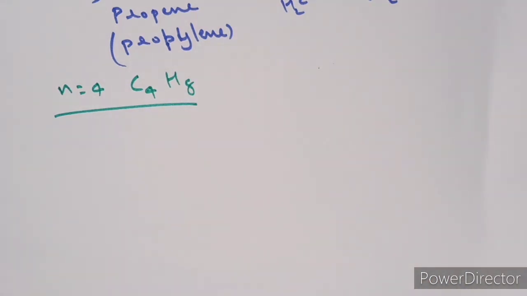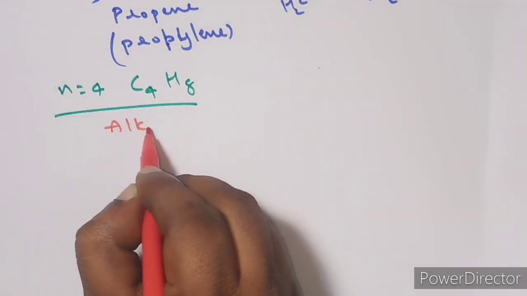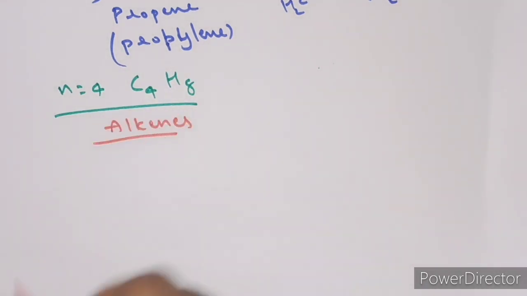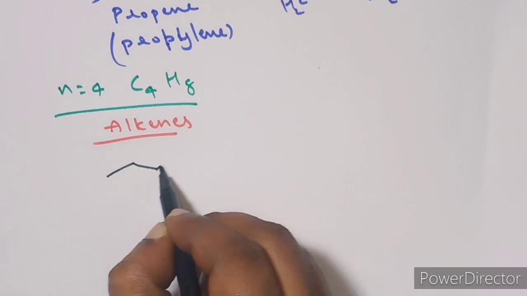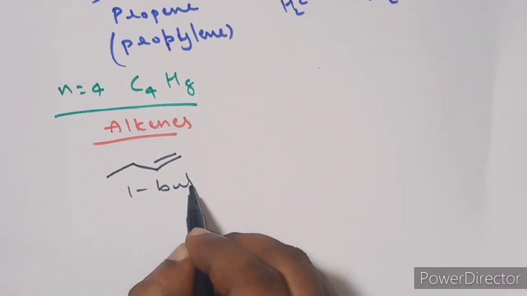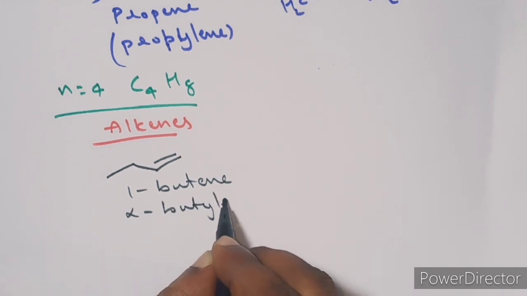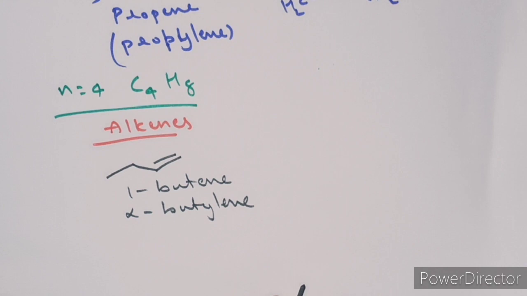So with this molecular formula, what can we write? We can write two types of compounds. One is alkene. First, let us write the alkene. How many alkenes can we write? Let us see that. With the C4H8 molecular formula, we can write this compound. This is 1-butene, also called alpha-butylene. This is one compound.